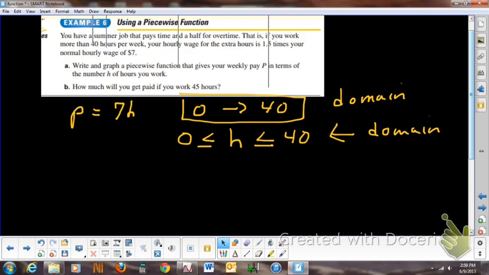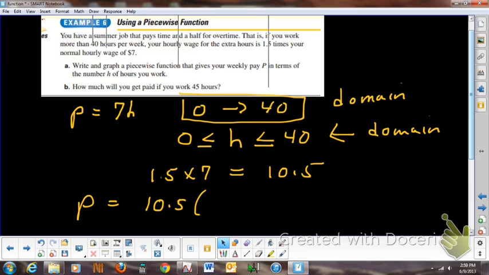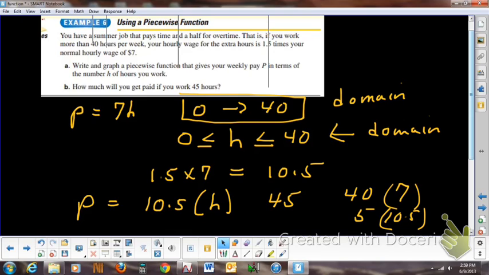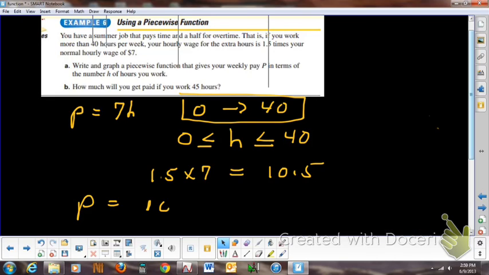Now you've got to get used to using that kind of notation for your domain for situations in the graphing topic. Now, the second one's a bit trickier because after 40 hours, we're making 1.5 times your normal hourly wage. Well, 1.5 times 7 is 10.5. So our pay is now going to be 10.5 times something, but it's not just times your hours, because if I work 45 hours, I'm working 40 hours of that at $7 an hour, and then 5 more hours at time and a half, 10.5. So it's not going to be good enough to do that.